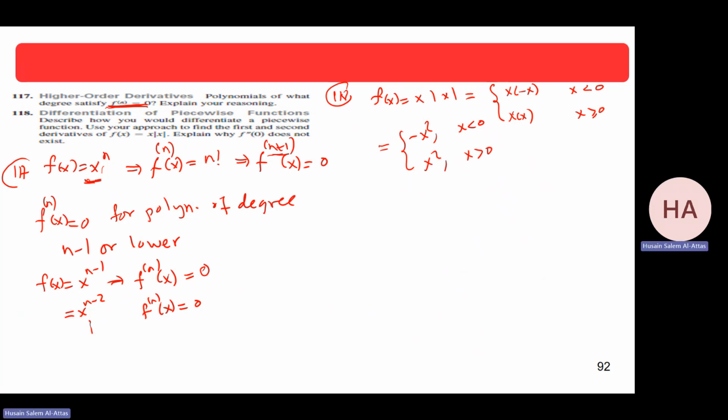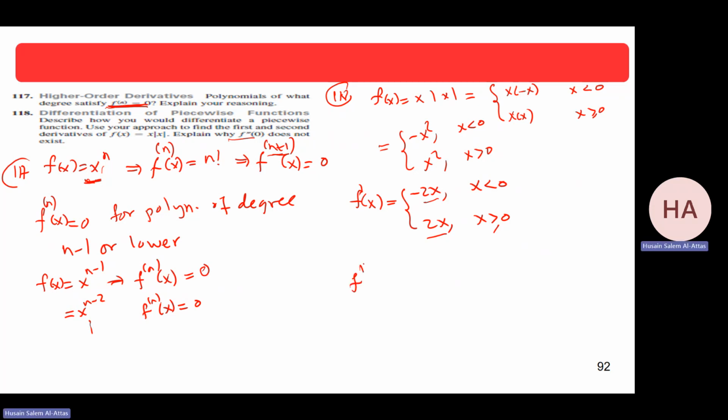Okay, now he wants us to find what? He wants us to use this approach, differentiate piecewise, to find f double prime. So what will be f prime? It will be minus 2x if x is less than 0, 2x if x is greater than 0. Do you have equality at 0? Yes, that will be 0, that will be 0. So I'll make the equality here or there, no problem.